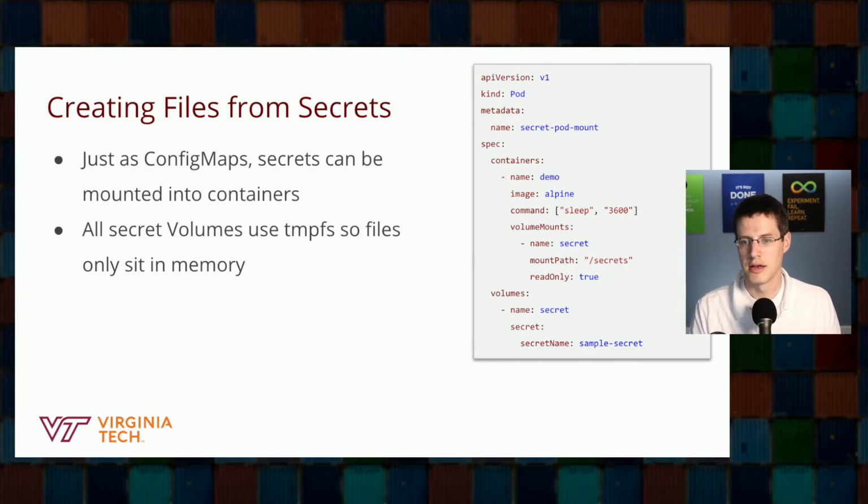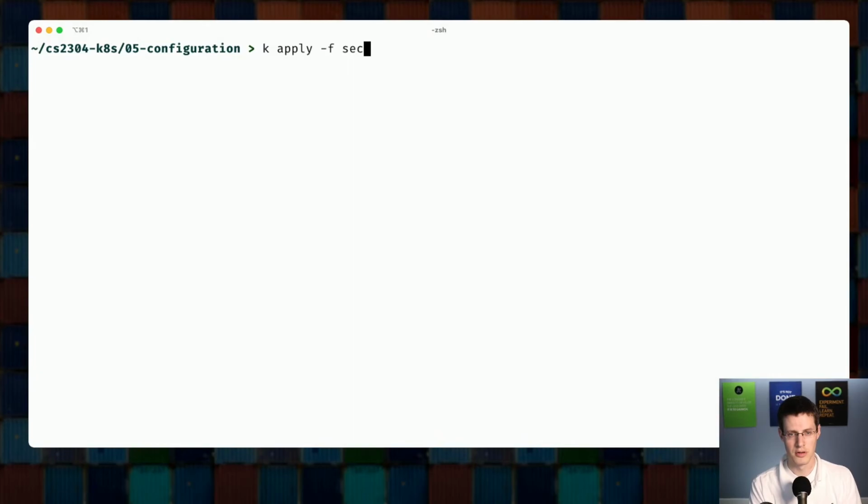Okay, and one last thing to mention is all secret volumes use tmpfs. And if you're not familiar with tmpfs, it basically is a volume type that keeps all the files in memory. So these files will never touch the disk. They'll stay in memory. Now, let's go to our terminal, and I'm going to apply my secret.